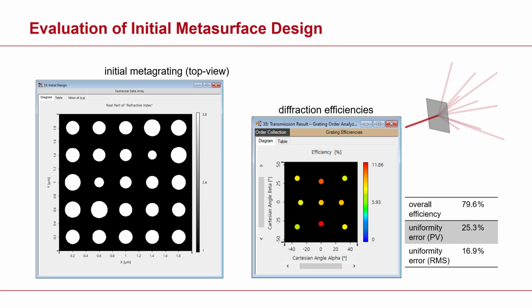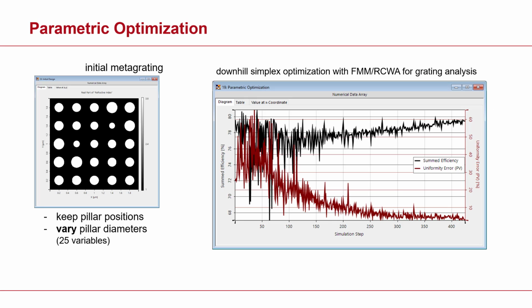So now we have a starting point from which we can perform a parametric optimization on this structure. We take this metagrating and perform a parametric optimization on it, where we maintain the pillar positions. Each pillar is centered in its pixel, and we take the pillar diameter as the variables for the optimization. And we want to maximize efficiency and minimize uniformity error.